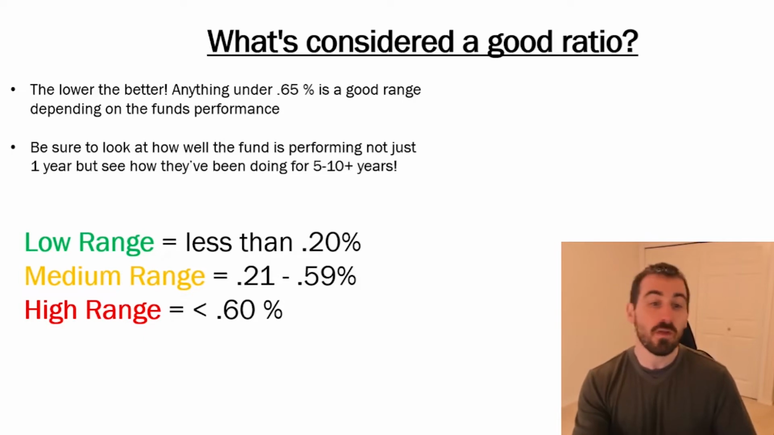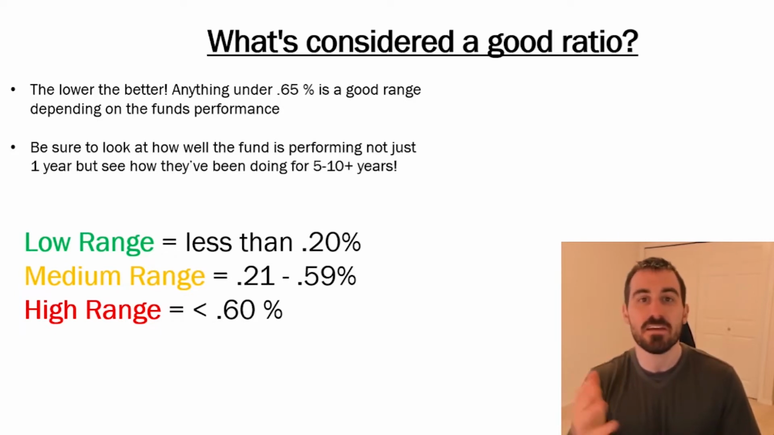On the low range, these are going to be your Vanguards and Invescos at 0.20. Then there are different types of funds in the 0.21 to 0.59 range, and any fund above a 0.60 expense ratio is very expensive. It's something to really take into consideration.